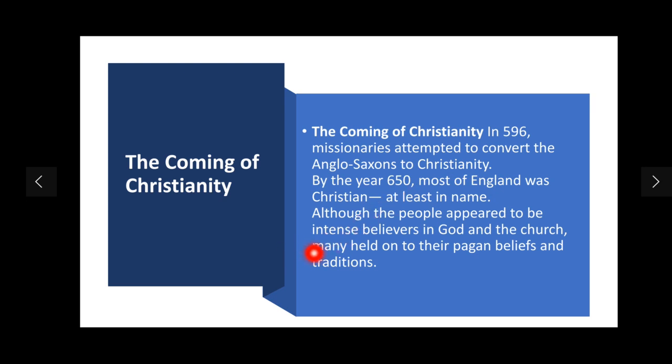Still, many held on to their pagan beliefs and traditions. But we can say that Christianity arrived among the Anglo-Saxons by missionaries. And these Christian missionaries tried to convert the Anglo-Saxons to Christianity. And they succeeded in the year 650 when most of England became Christian. Now Britain or England became a Christian state.